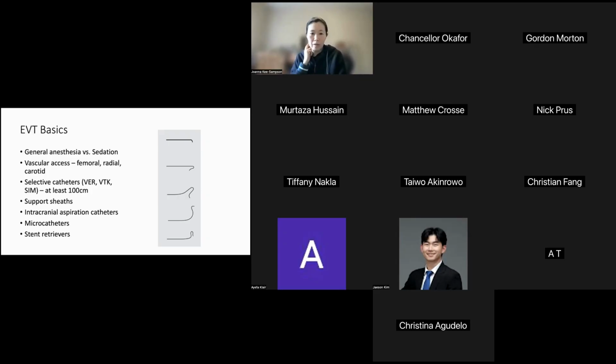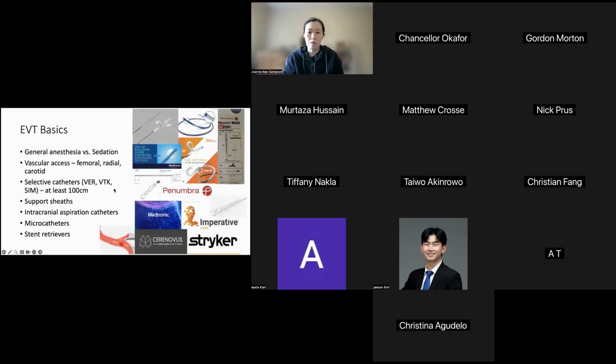Intracranial aspiration catheters or intermediate catheters are the next step. These catheters can be used both for support and for aspiration. And then microcatheters are used if stent retrievers are used for the mechanical thrombectomy. So we'll go through a couple of cases and we'll go through some of this equipment as part of the discussion.